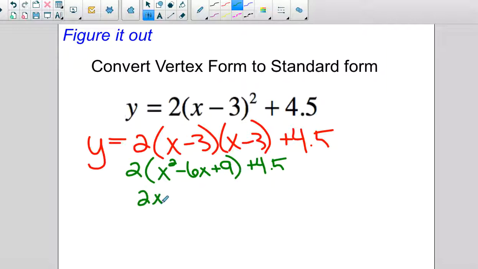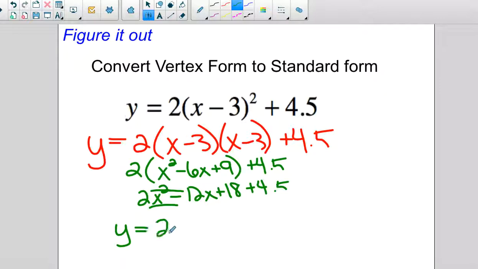This is 2x squared minus 12x plus 18, and then plus 4.5. So final answer, y equals 2x squared minus 12x plus 22.5.